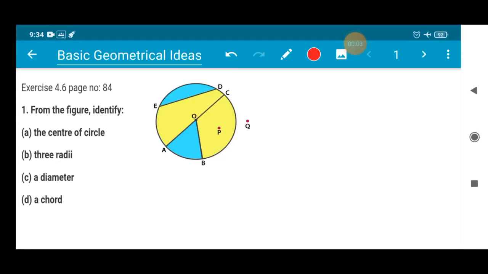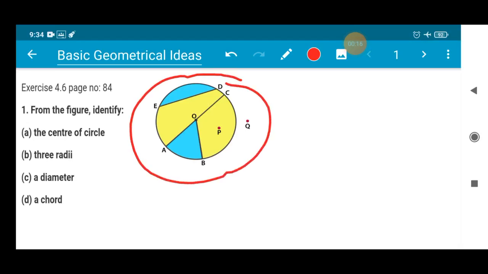So, in today's session, we are going to start exercise 4.6, which is on page number 84 of your maths NCERT book. In this exercise, we are going to basically deal with the closed curve known as a circle.